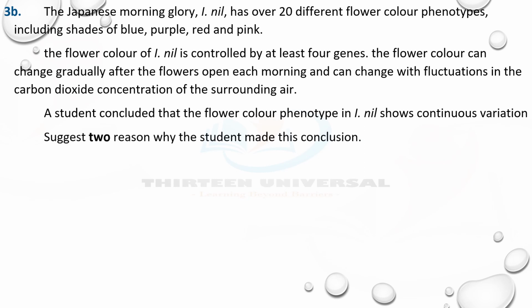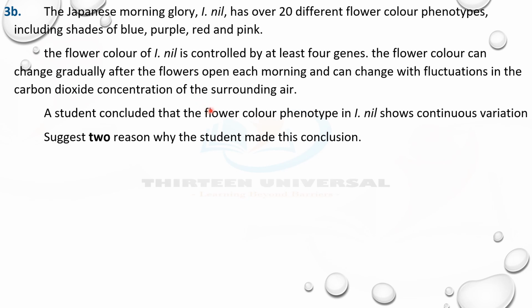So there are 2 reasons why students made this conclusion. Now, continuous variation. Pause the video and try it. It's controlled by more than 1 gene. This is 4 genes, controlled by more than 1 gene. That's number 1. Number 2 is affected by environment. They said it can change with fluctuations in the carbon dioxide concentration of the surrounding air. So it's affected by environment. It has intermediates. Are you following?